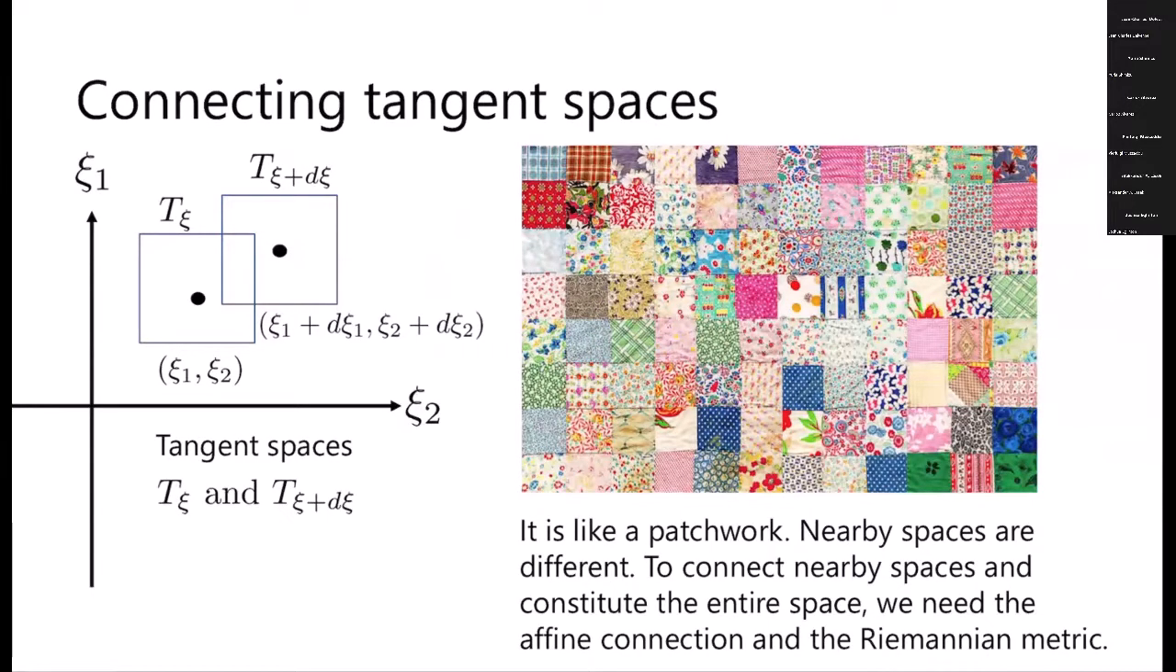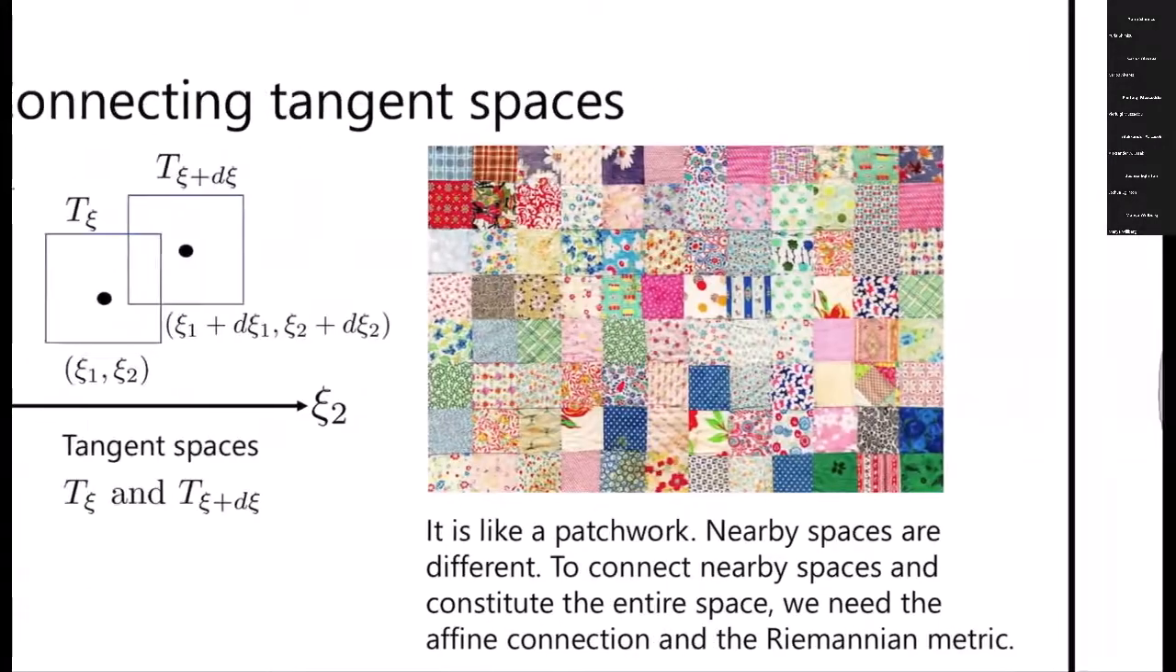But you need to be careful about the fact that two nearby spaces are totally different. Like this space and this space are different in terms of the metric, and also the tangent vectors are different. So you need to connect these tangent vectors with the affine connection. Okay.